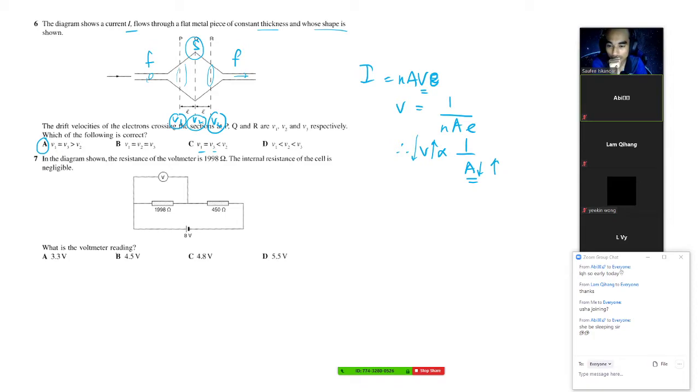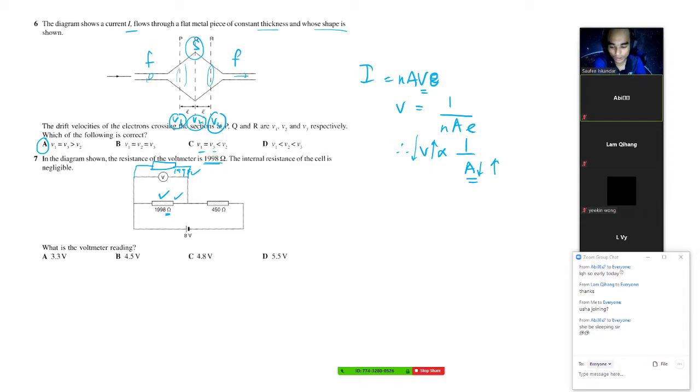In the diagram, the resistance of the voltmeter is 1998. Oh, it looks like a year number, 1998. Then the resistance of the cell is negligible. Actually, it's a trick question. If you take this 1998 ohm as the resistance of the voltmeter only, you'll fall into the trick. Actually, you have to put one more 1998 at the top. So you have to combine 1998 from the voltmeter resistance with the 1998 on the circuit.